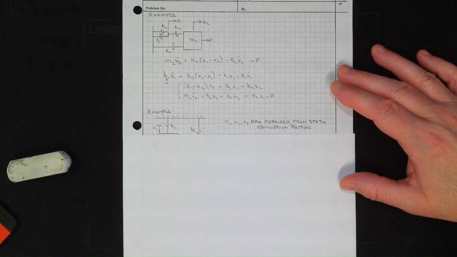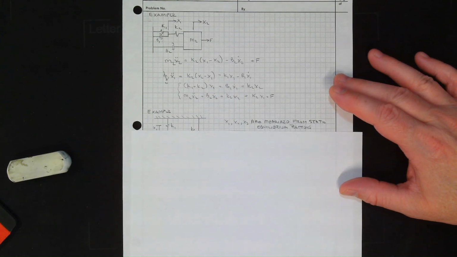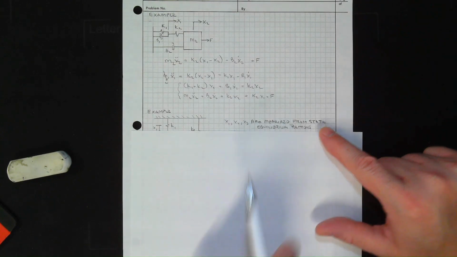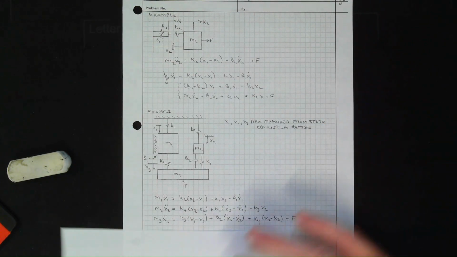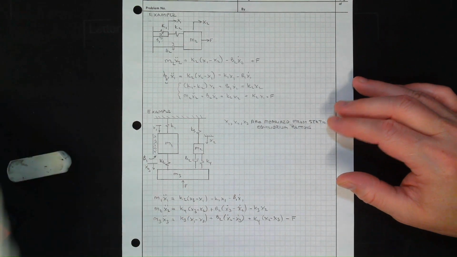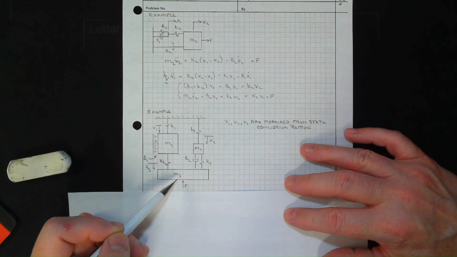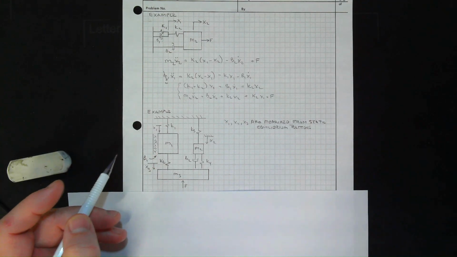Straightforward. One more. We're going to do this. Now notice what I'm saying here. We're measuring everything from the static equilibrium position. That means stuff is hanging. So at the start, we let all these masses just hang, and we're going to measure from that point. So let's look.